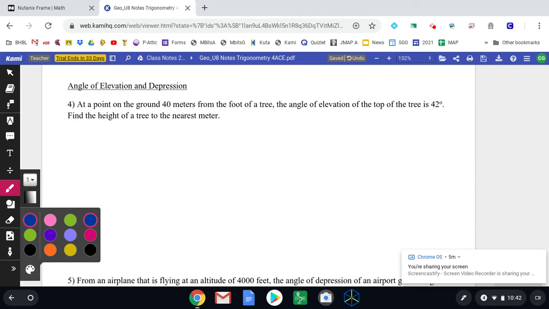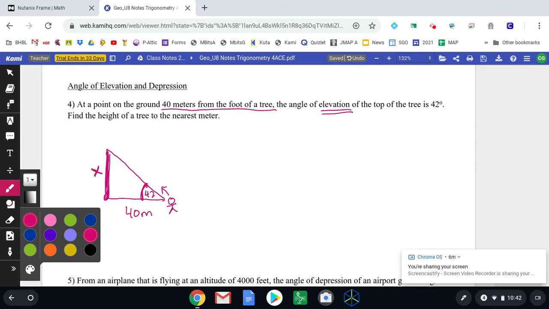All right. Now we're going to talk about a little bit of new vocabulary: our angle of elevation and our angle of depression. At a point on the ground 40 meters from the foot of a tree. Here's my very artistic tree. We have a point 40 meters away on the ground, and I've got the top of the tree here. If I'm starting down here and looking up at that tree, my 42 degrees is here, and I'm looking for the height of the tree.